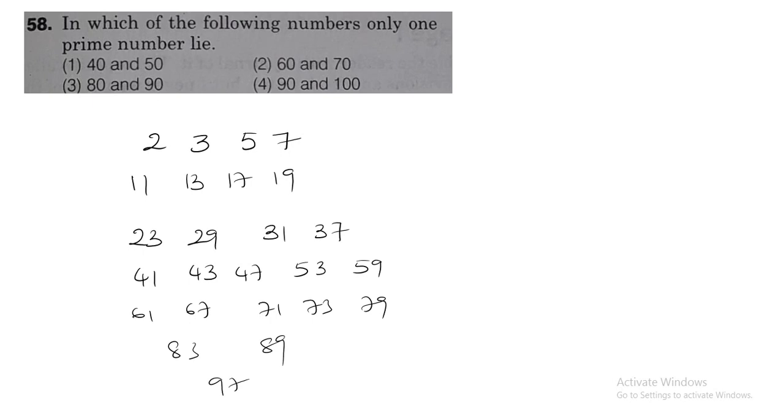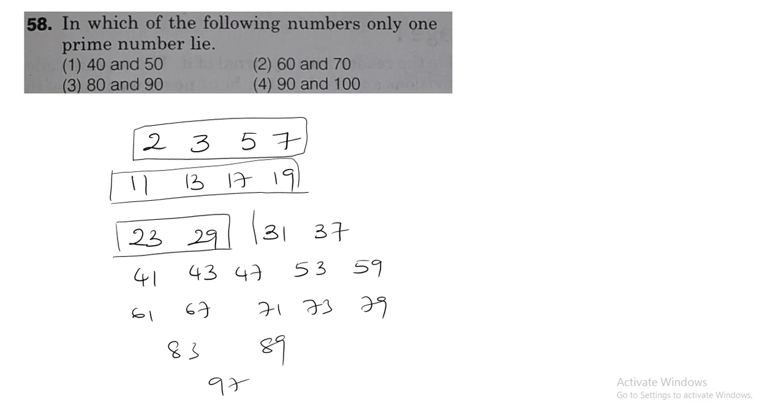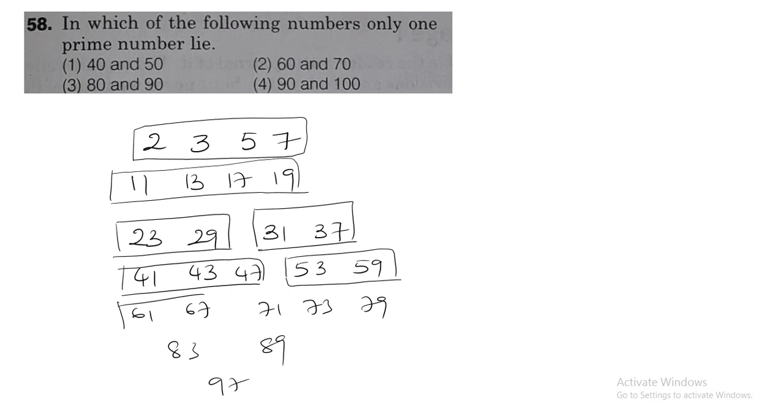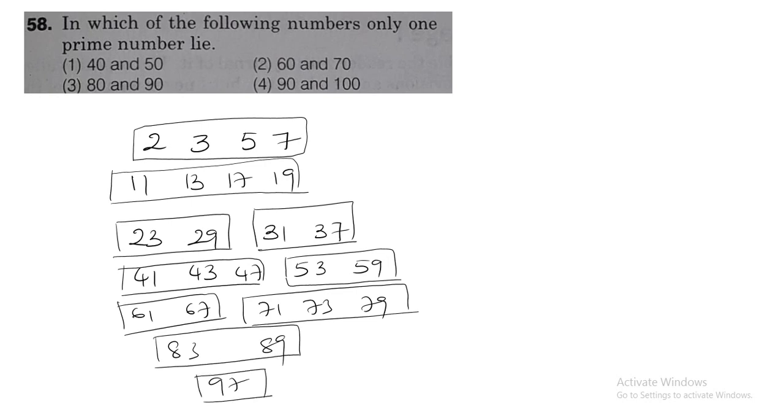Now if you observe, from 1 to 10 we are having 4 prime numbers. From 11 to 20 also we are having 4 prime numbers. From 21 to 30 I am having 2. From 30 to 40 I am having 2. From 40 to 50 I am having 3. Next from 50 to 60 again I am having 2. From 60 to 70 I am having 2. 70 to 80 again I am having 3. From 80 to 90 I am having 2. From 90 to 100 I am having only 1.